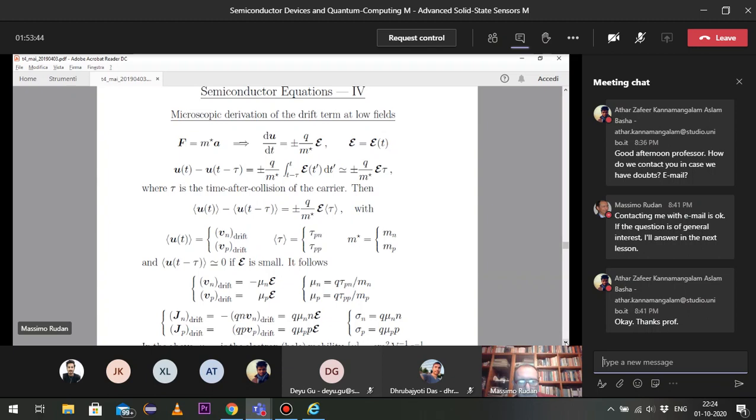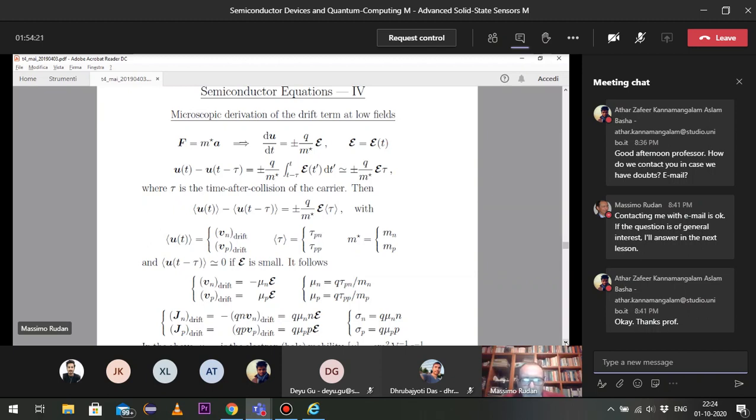Tau is the time interval between the last collision event and t. So it is the time that has elapsed from the last collision undergone by the electron. This is why tau is so short, because the typical time between collisions is smaller than a picosecond. And the electric field does not change much over a picosecond.